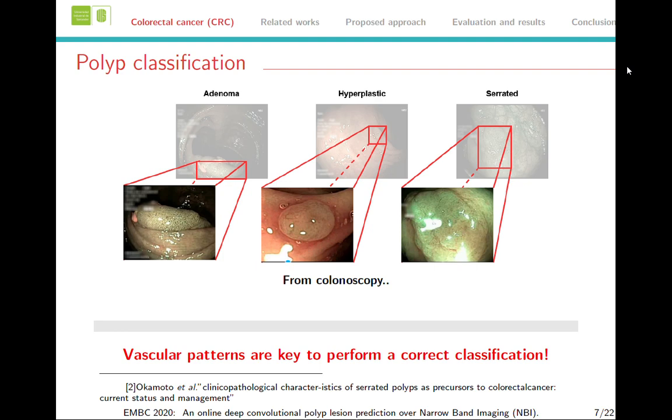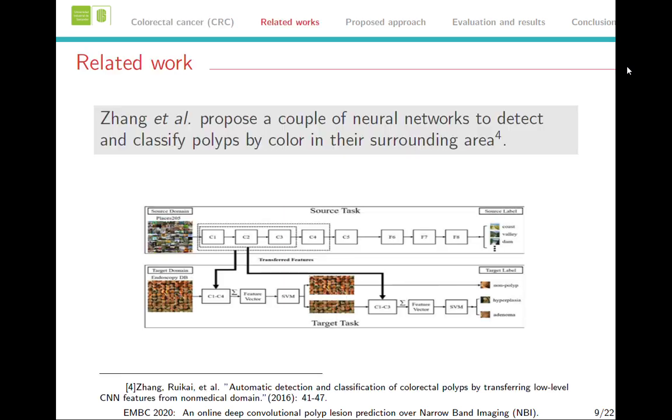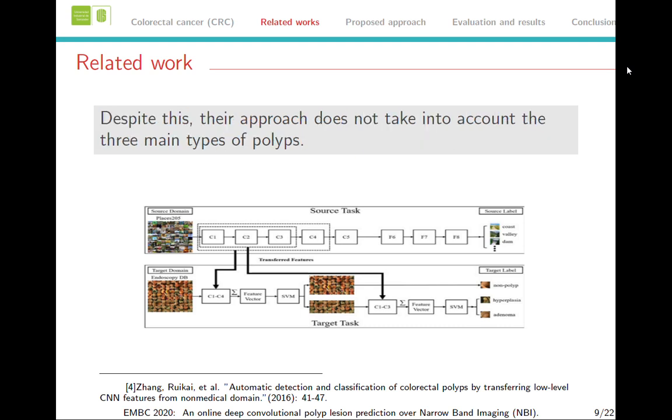Therefore, for the specialists, the microvascular patterns are fundamental for correct characterization and classification. However, this work is highly variable. Recent works have addressed the problem, like Zhang, who proposed a couple of neural networks to detect and classify polyps by color in their surrounding area. But within his approach, he doesn't contemplate the three types of polyps.